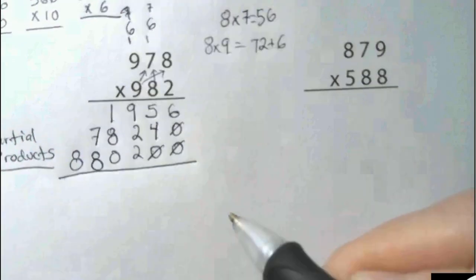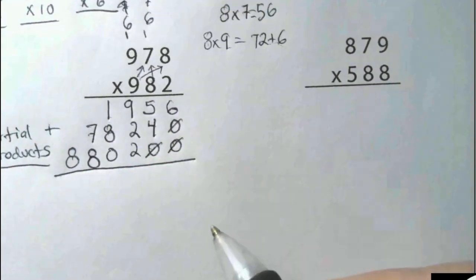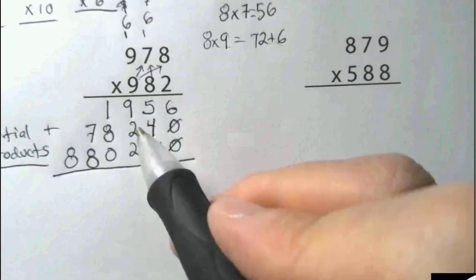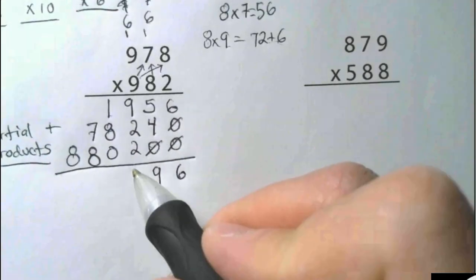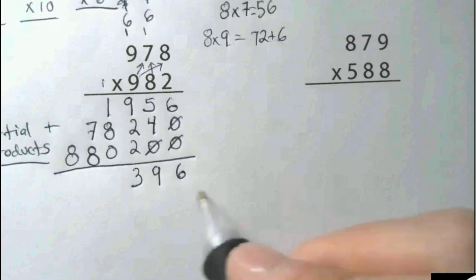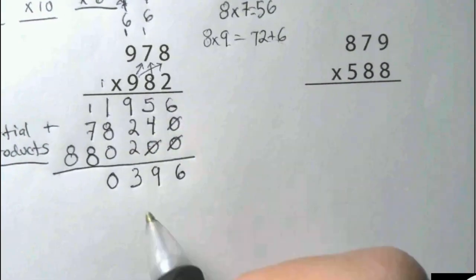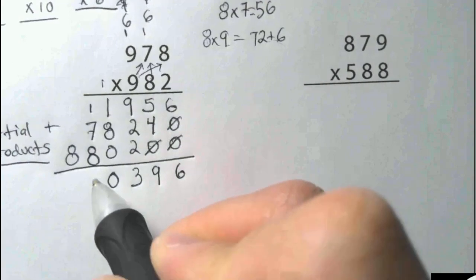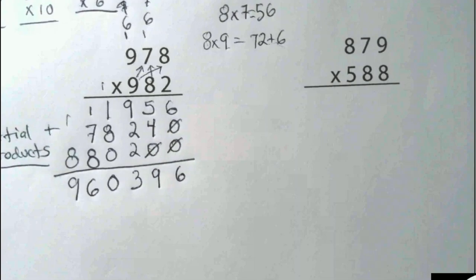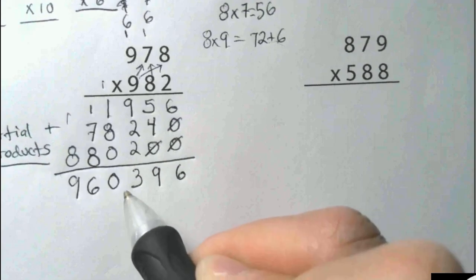Okay. And then I added them. So 6 plus 0 plus 0 is 6. 5 plus 4 plus 0 is 9. 9 plus 2 plus 2 is 13. I put the 3 and I carry the 1. 8 plus 1 is 9 plus 1 is 10. So I put down the 0 and take the 1. 8 plus 7 is 16. Plus 1 is 16. So I carry the 1. 8 plus 1 is 9. And the total was 960,386.